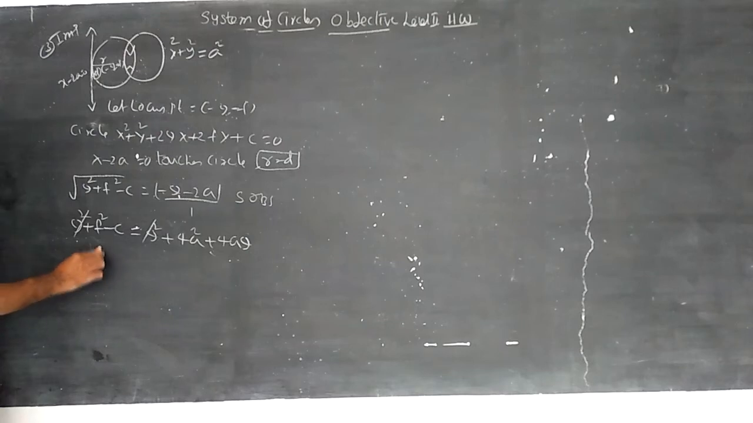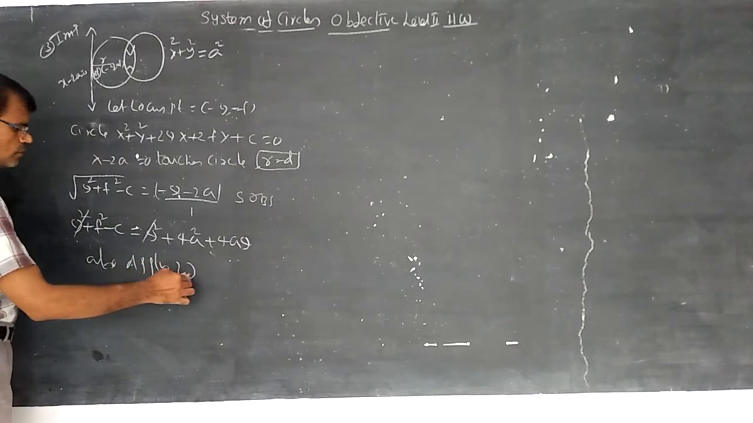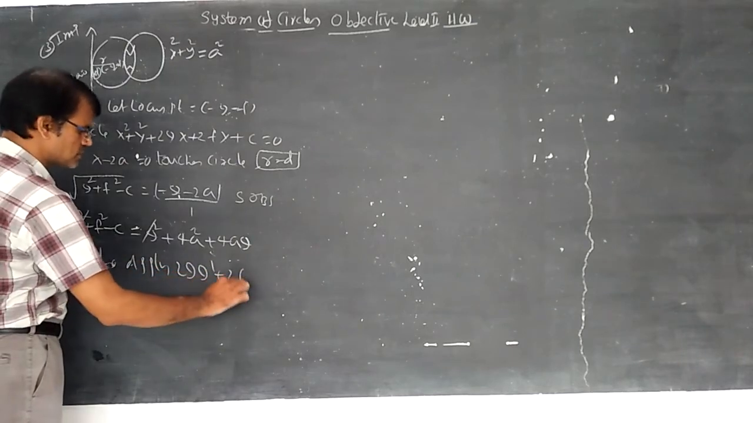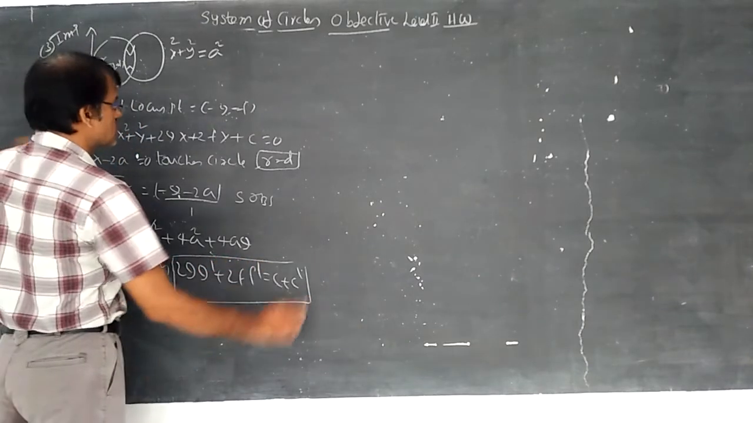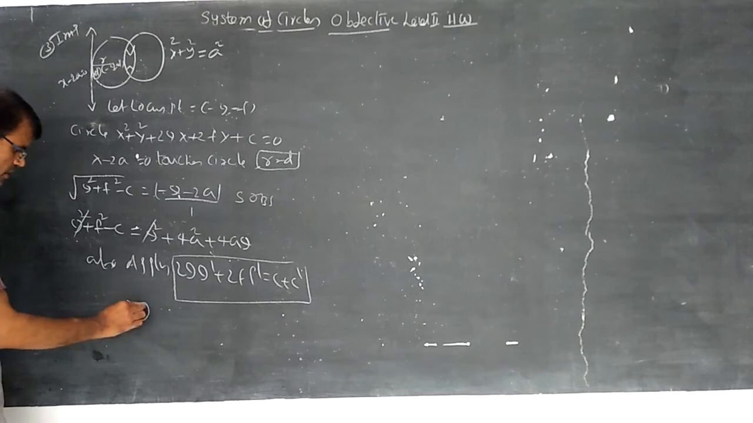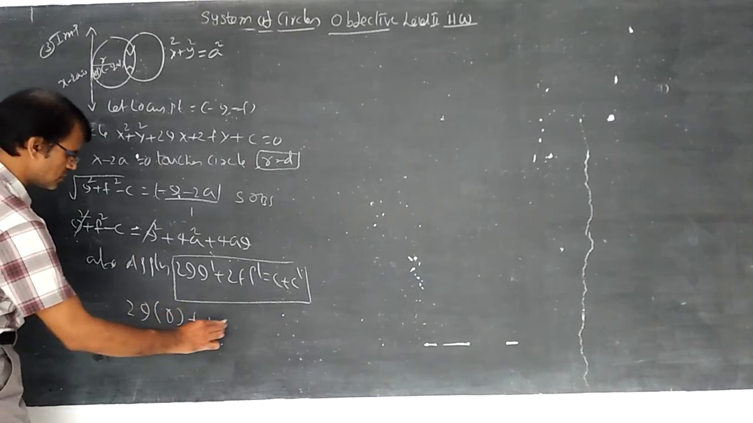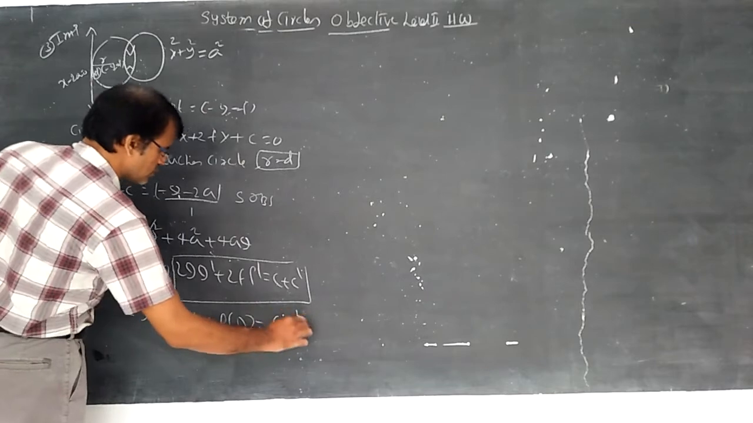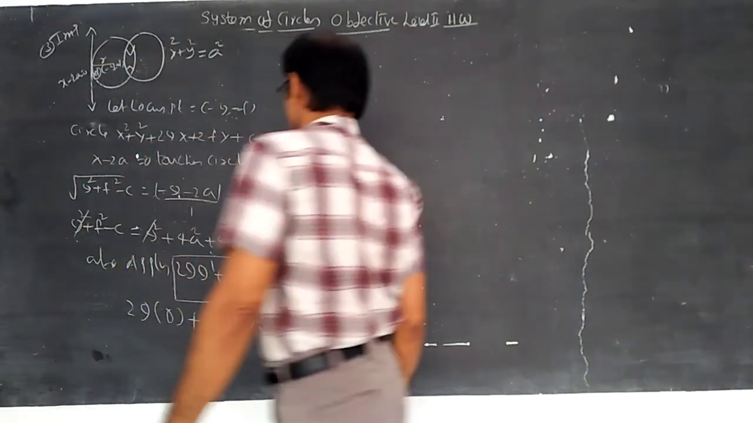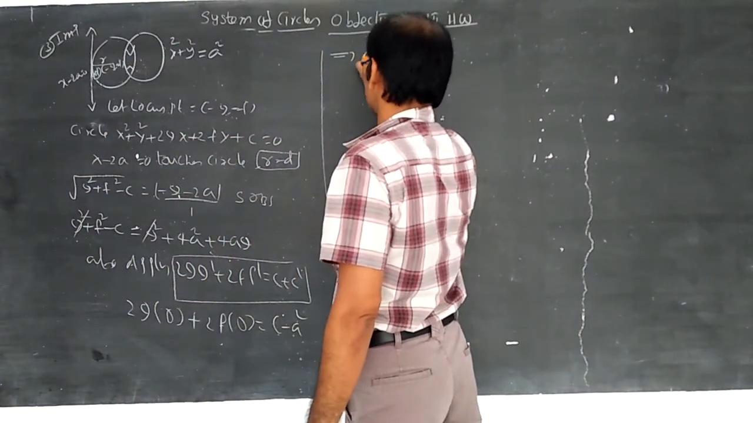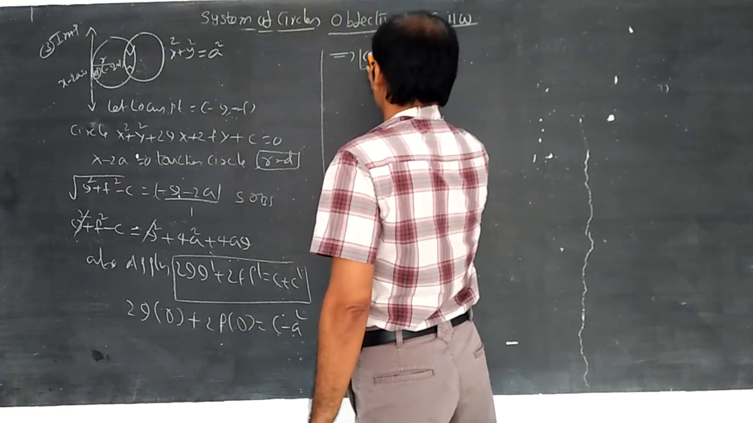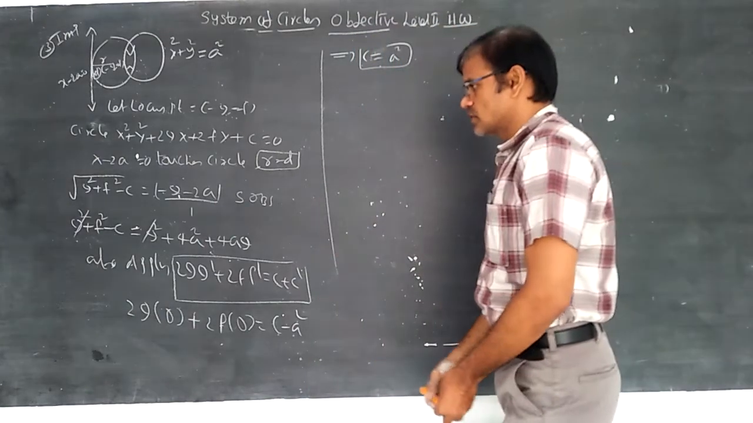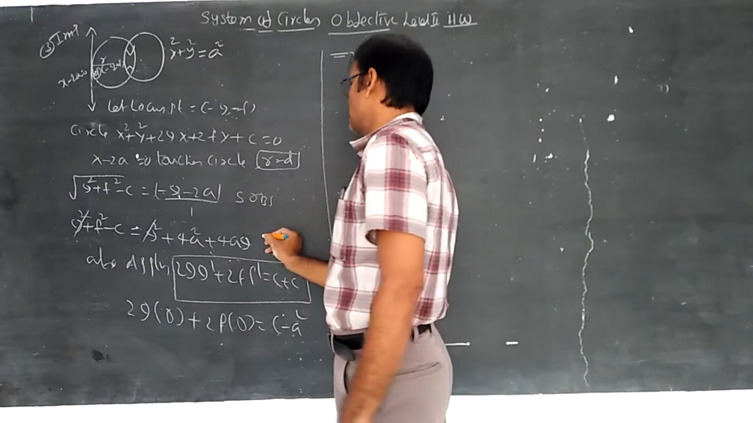Also apply the rule 2g g dash plus 2f f dash is equal to c plus c dash. In the circle x square plus y square is equal to r square, it becomes 2g into 0 plus 2f into 0 is equal to c minus a. That implies, instead of c you can write a square. Now put here a name 1.